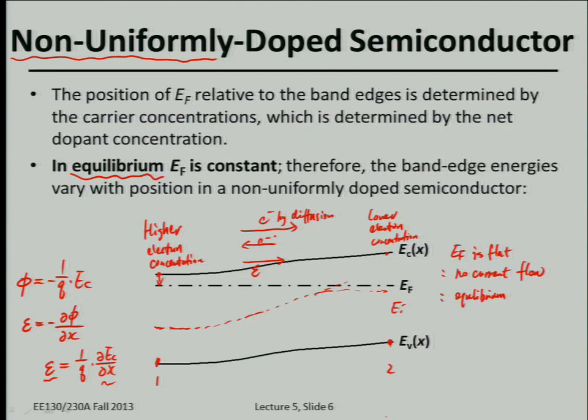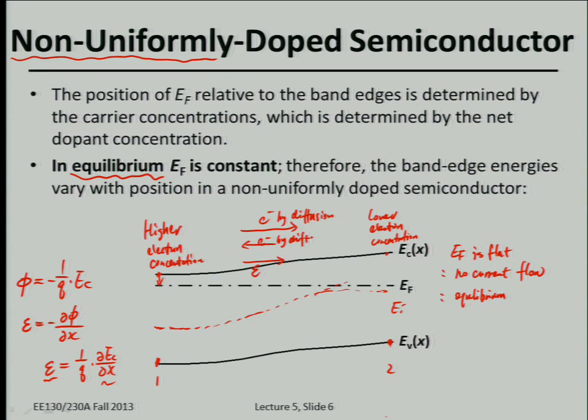Position 1 is high potential. Position 2 is low potential. So electrons tend to be attracted by the high potential terminal, right? That's the flow of electrons by drift under the electric field, okay?